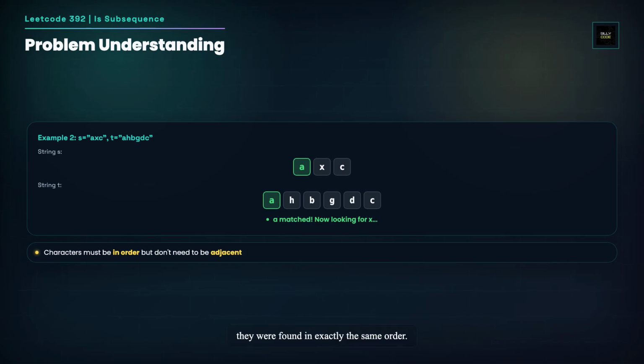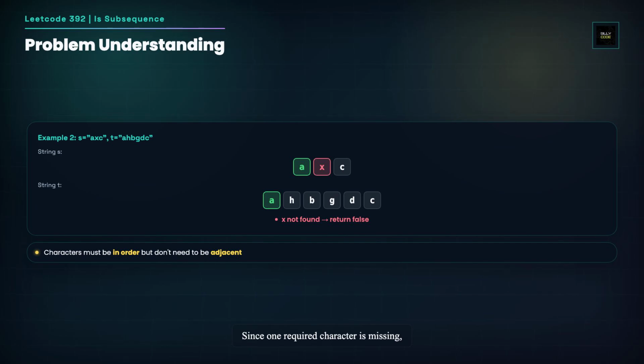Now let's look at another example. The string S is AXC, the string T is still AHBGDC again. We successfully match A. Now our next target becomes X. We continue searching. We look at H, not a match. Then B, still not a match. Then G. Then D, finally, C. We've reached the end of the string. But we never found X. Since one required character is missing, the answer becomes false.